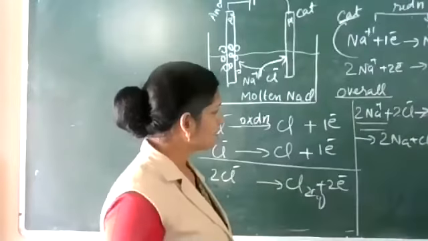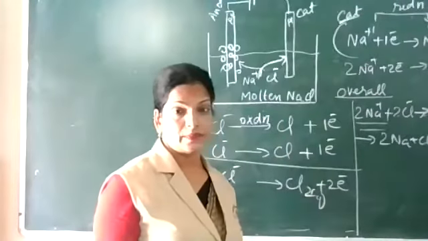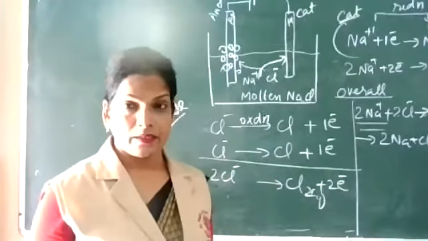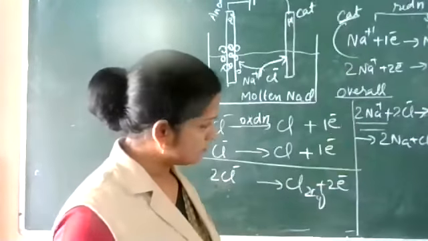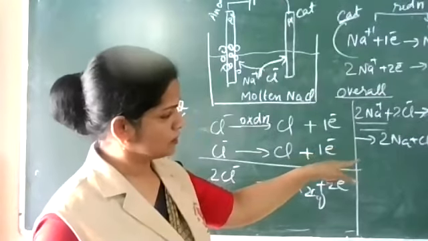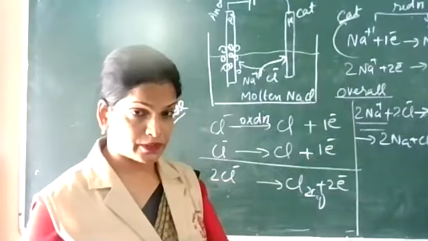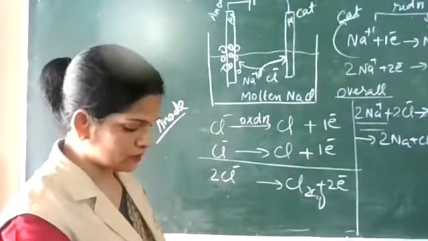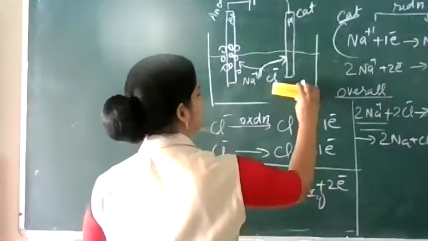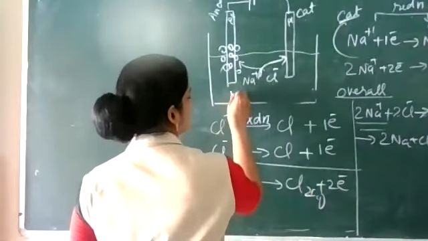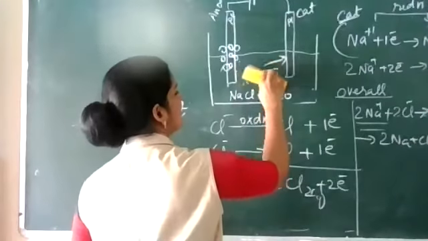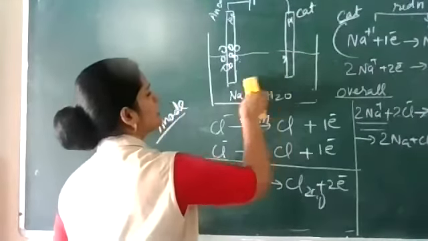But if you take seawater, that is the solution of NaCl, will you be getting sodium and chlorine by the electrolysis of sodium chloride in water? Means in that, water is also present. So, if you are taking seawater instead of this molten NaCl, seawater has NaCl and H2O. Will you be getting sodium at cathode?